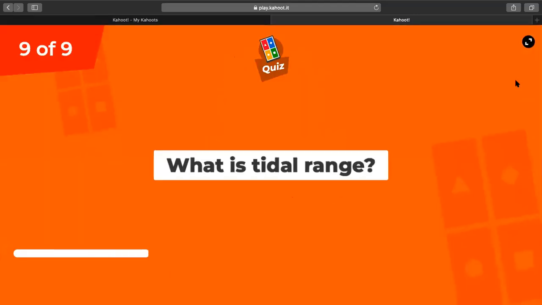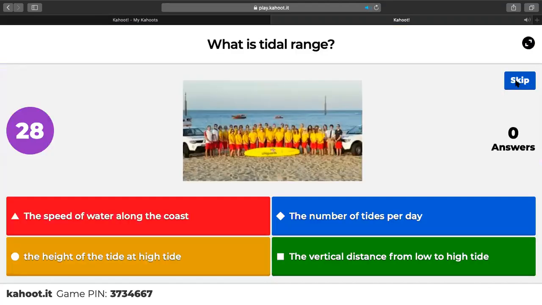Last question, what is tidal range? Red is the speed of water on the coast. Yellow, the height of the tide at high tide. Blue, the number of tides a day. And green, the vertical distance from low to high tide.